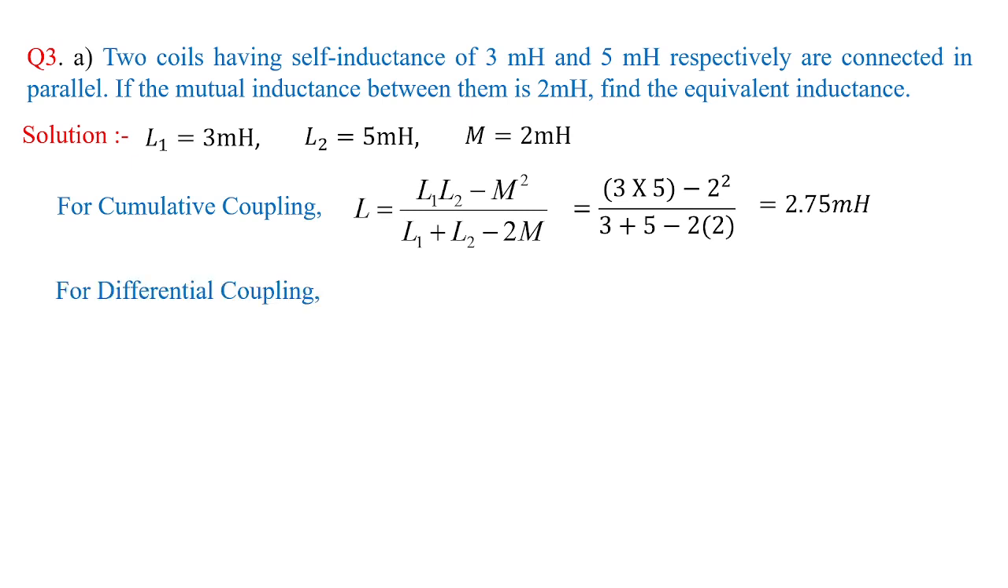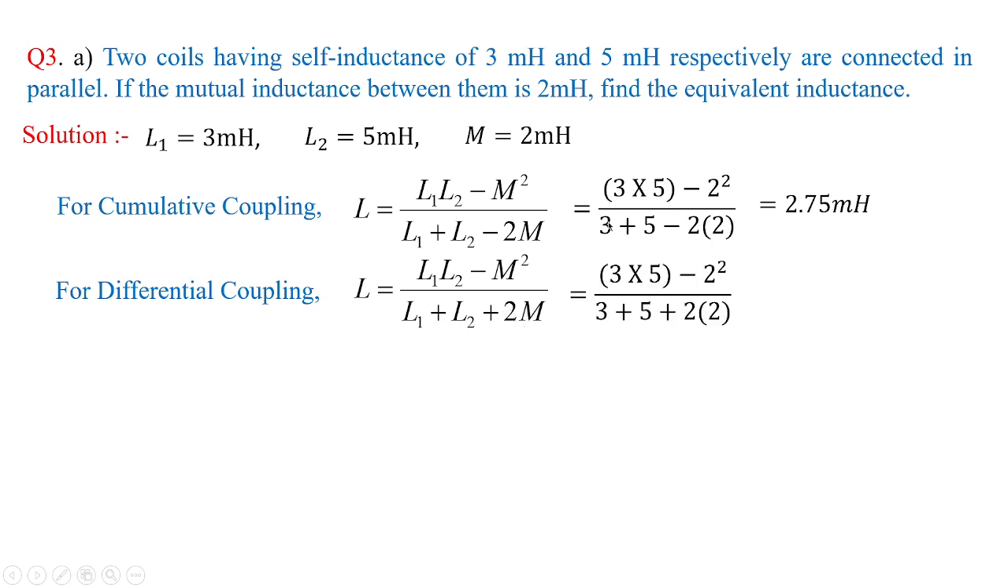Right. For differential arrangement, the above formula changes to this. The denominator will have plus 2M, and substituting the values of L1, L2 and M, we'll get the value as 0.91 millihenries. So this is one way of solving the parallel circuit problem consisting of self-inductances and mutual inductance.